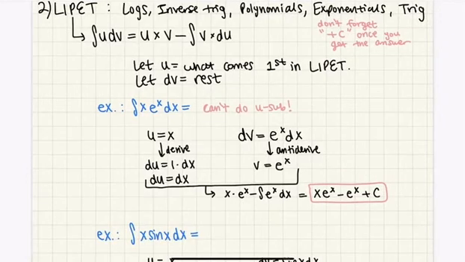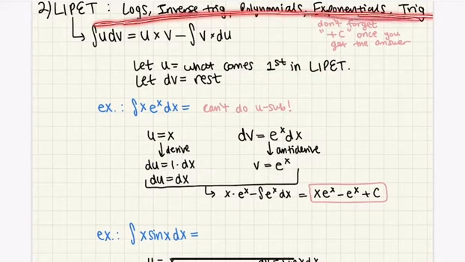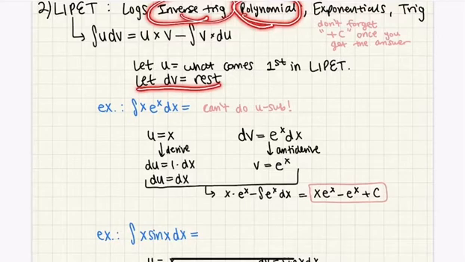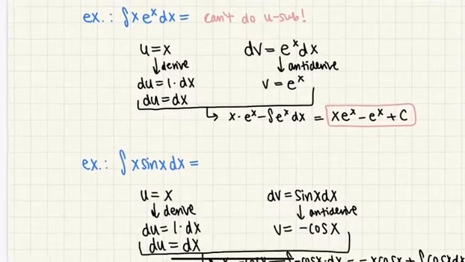When we use this, let u equal what comes first in LIPET. Depending on what you have in the problem, you look at these five things and see which one comes first: first, second, third, fourth, fifth. So if we only have these two, then obviously this would be the u, and as I stated here, this part will be the rest. We'll see in this problem right here what I'm talking about.